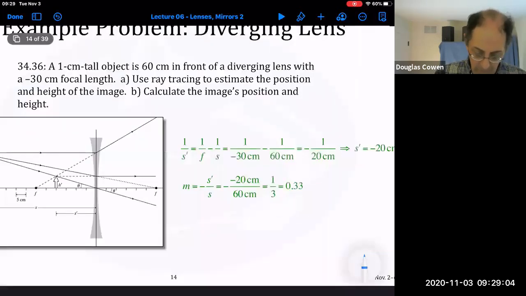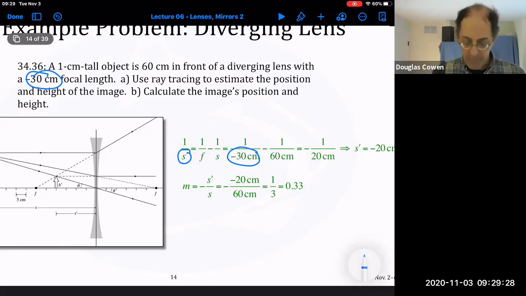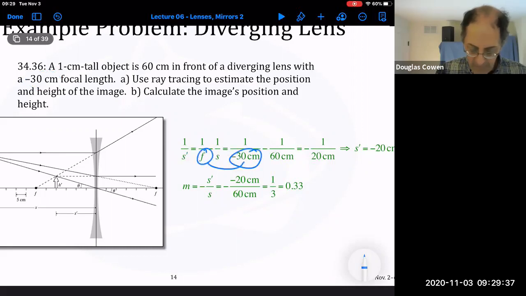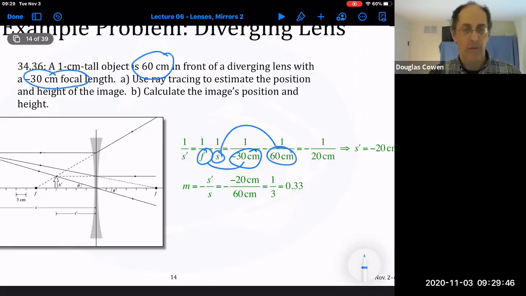So we put in for F, the minus 30 centimeters. So F is minus 30 centimeters. And I'm using the sign convention here for a diverging lens. The focal length, if you look back at the previous definition of the conventions, is a negative number. So it's minus 30 centimeters. And then S is 60 centimeters, because we're told that the object is 60 centimeters in front of a diverging lens with a minus 30 centimeter focal length.